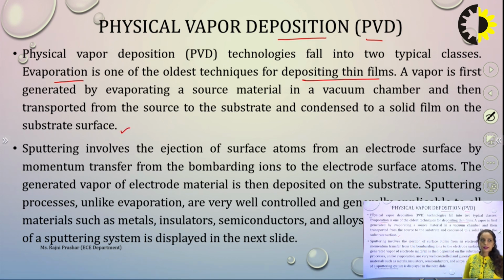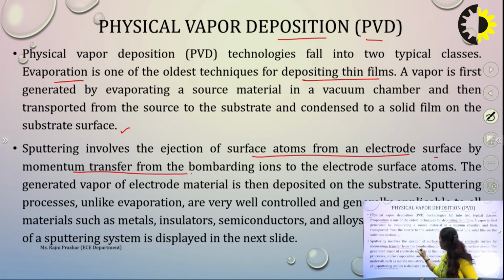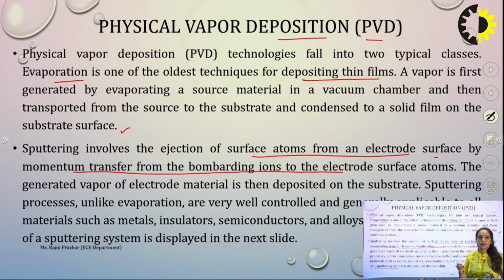The second technique is sputtering. Sputtering involves the ejection of surface atoms from the electrode surface by momentum transfer from the bombarding ions to the electrodes. Some electrodes will be there that are used to bombard ions onto the surface.